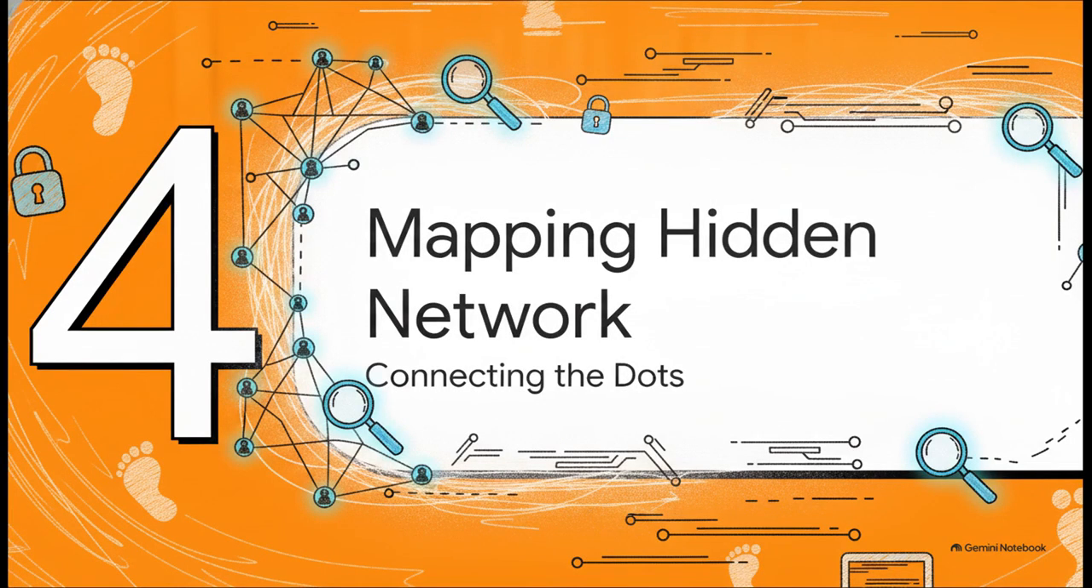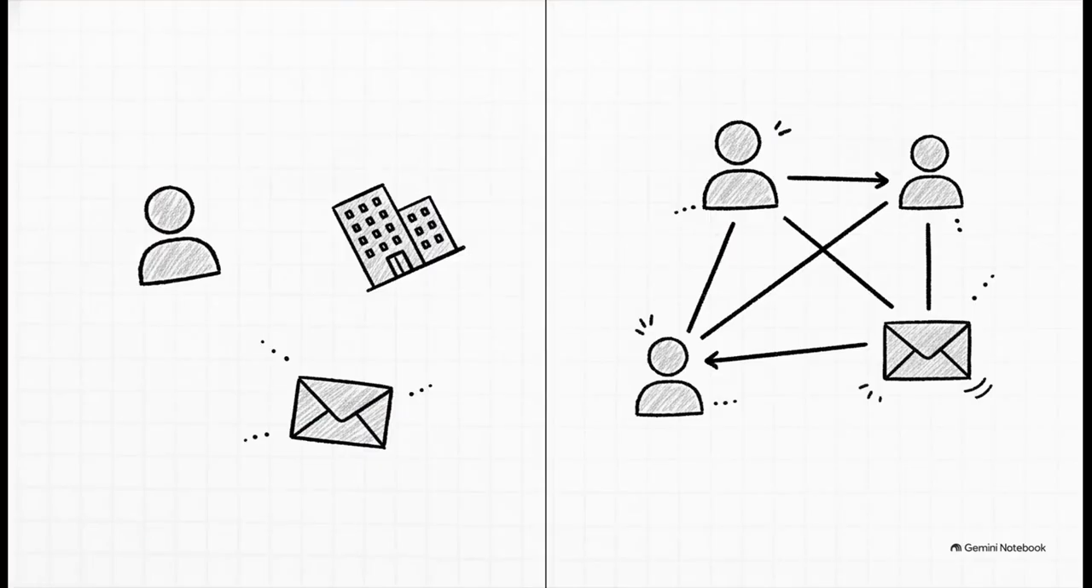Section 4, Mapping the Hidden Network. Let's start connecting those dots. OSINT isn't just a list of random data points, it is a living web of relationships. We track past employers, public forums, websites, and emails to build comprehensive timelines. You're basically mapping out a person's entire life history to see exactly how all the puzzle pieces fit together.